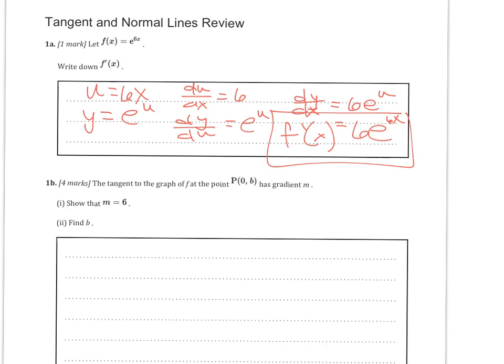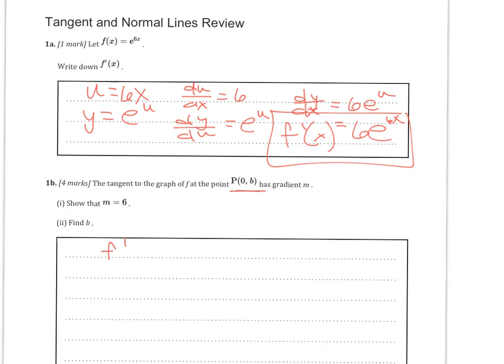Then 1b says that the tangent at the point P, which is 0, b, has gradient m. Show that m equals 6. When we're talking about the slope of a tangent, we are talking about the derivative. Derivatives talk about gradient. So we have the first derivative, which we found in this part right here, and all we have to do is substitute in for x. What is the slope at point P?